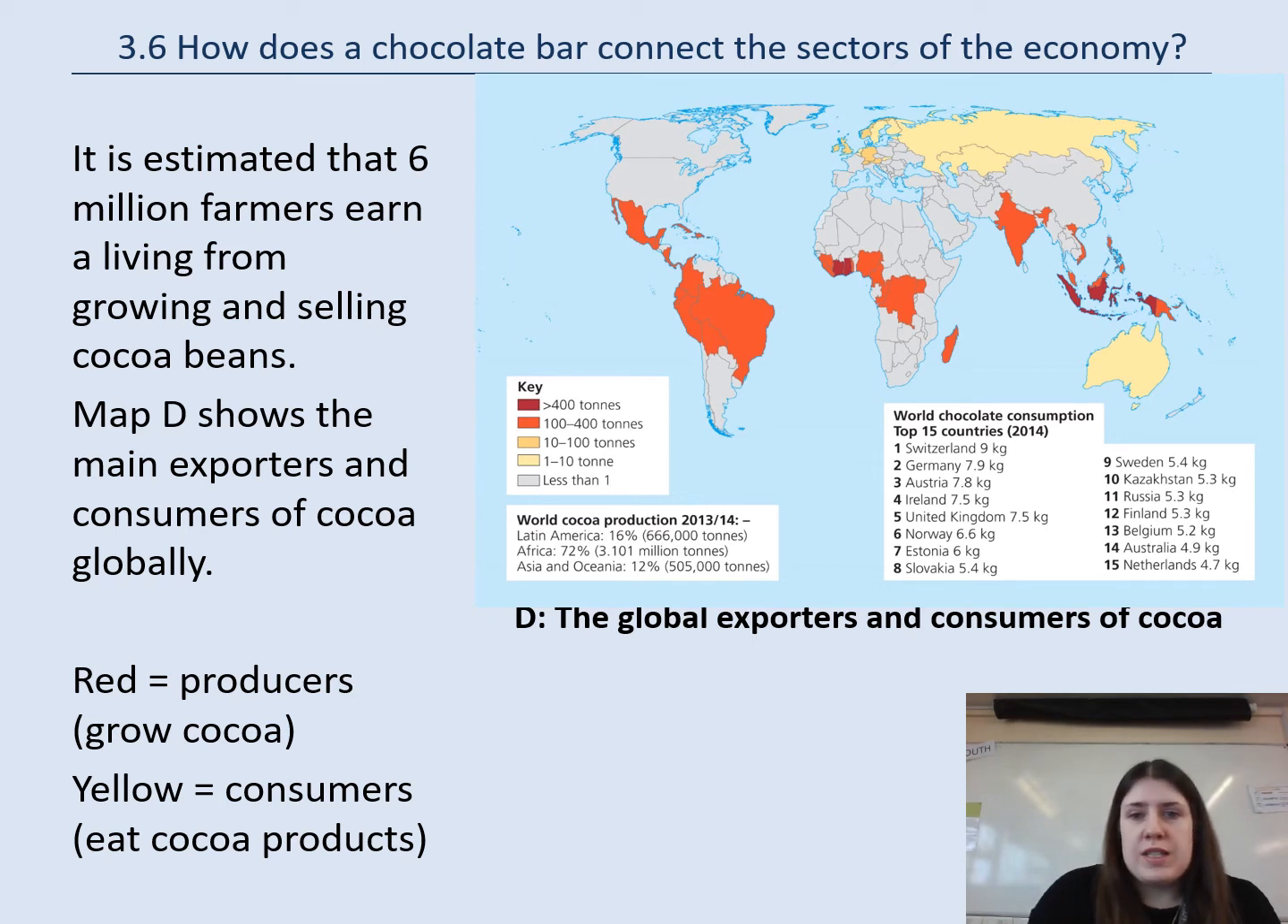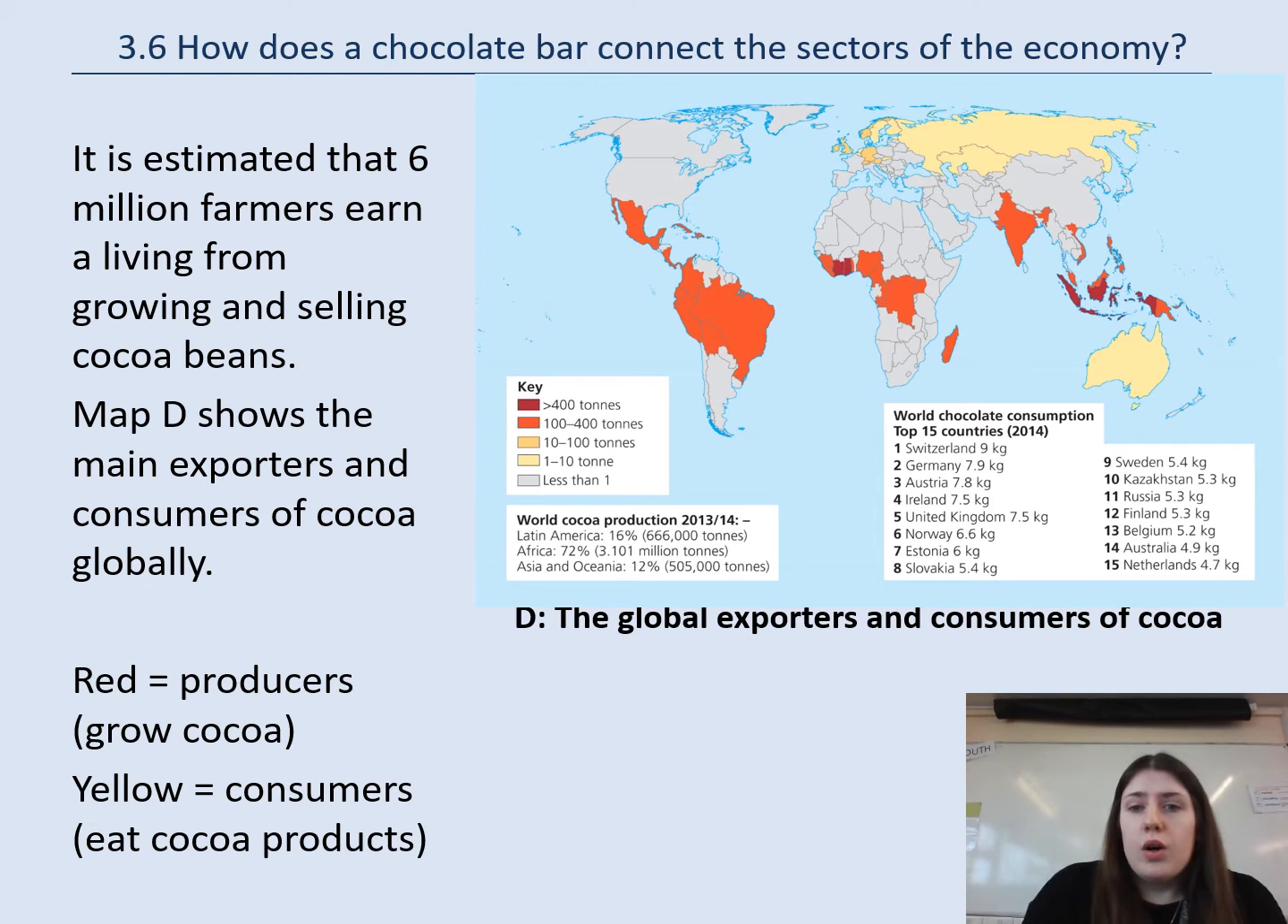On the map, you can see there's 2 main colours. You've got the reddy orange colours and then the yellow. The red and orange colour is showing you the cocoa production. So those are the people that are growing the cocoa. And then you have the yellow, which is showing the consumers. So that's the people who are eating the cocoa, most likely in the form of chocolate bars or some sort of hot chocolate or something along those lines.